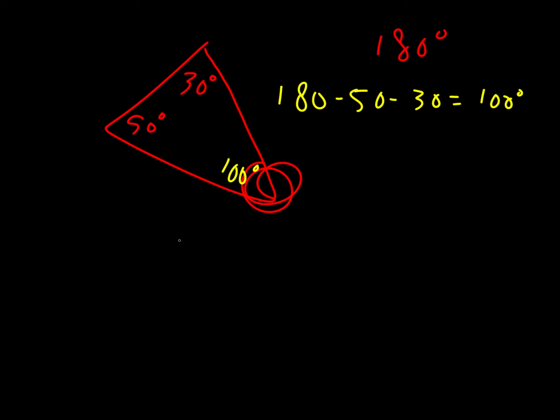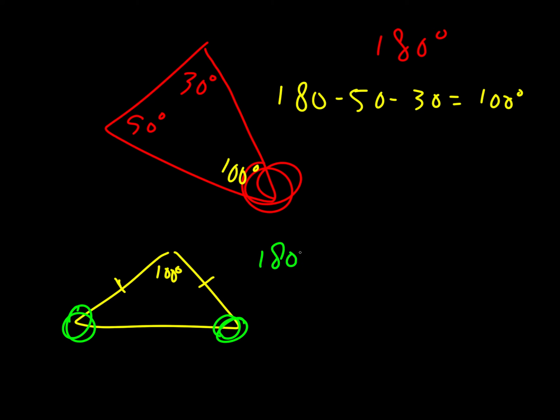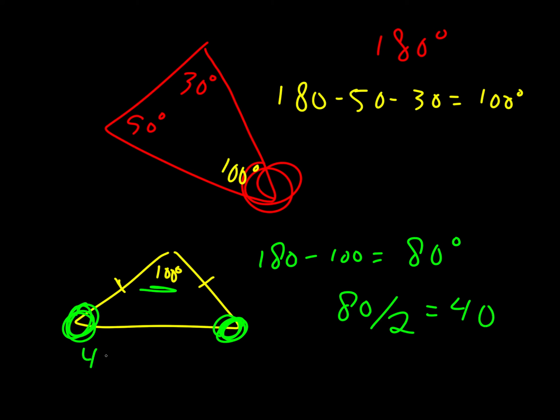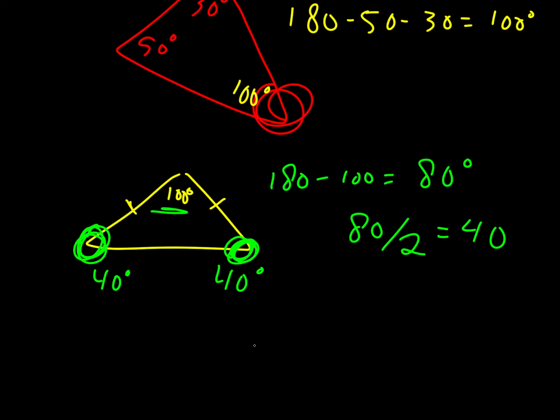Okay. Sometimes we're given an isosceles triangle, and we just know this top angle, so that's 100. Now if it's isosceles, we know that these two angles have to be the same thing. So if we do 180 minus 100, because of that, we're left with 80 degrees, but we have to split it between two angles. So if we do 80 divided by 2, we get 40, and so each of these angles is 40 degrees. Okay?